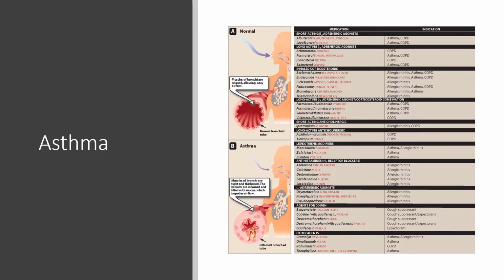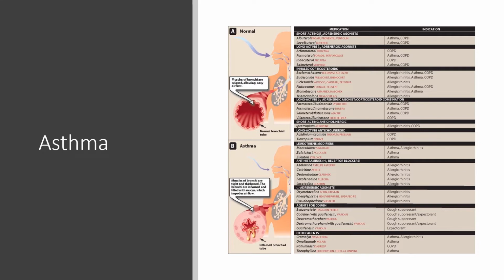And those are both prescribed for asthma and COPD. If a patient is using their albuterol inhaler more than twice a week with asthma, they are not controlled. Then there's the long-acting adrenergic agonist. Again, we're going to use these for both COPD and for asthma. Remember, they always end in an OL.